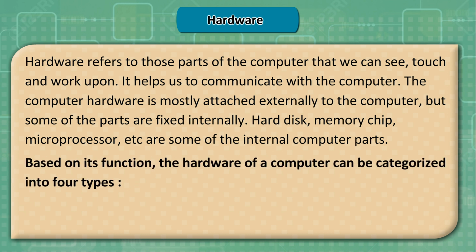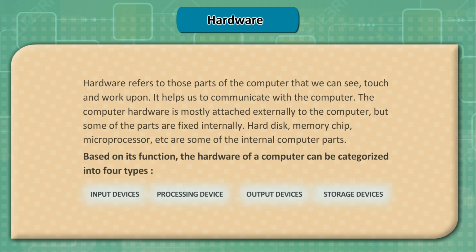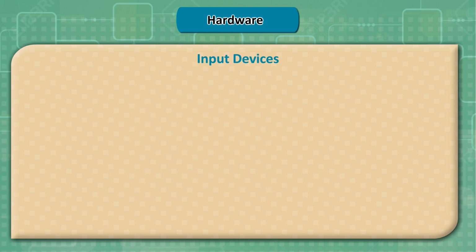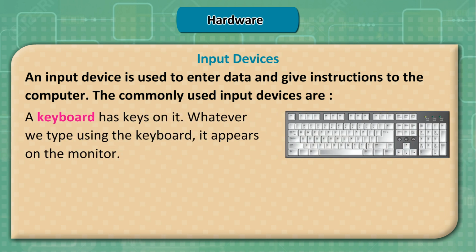Based on its function, the hardware of a computer can be categorized into four types: input devices, processing device, output devices, storage devices. Input devices. An input device is used to enter data and give instructions to the computer. The commonly used input devices are: a keyboard has keys on it. Whatever we type using the keyboard, it appears on the monitor.